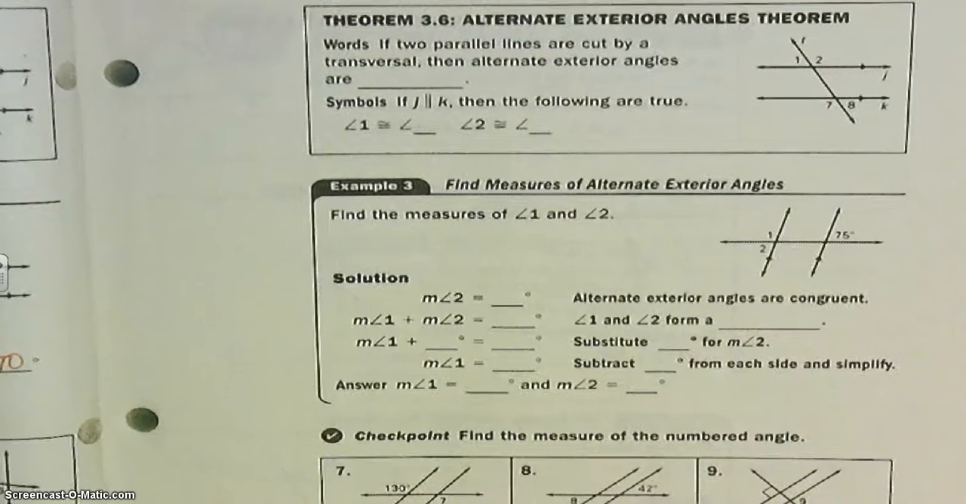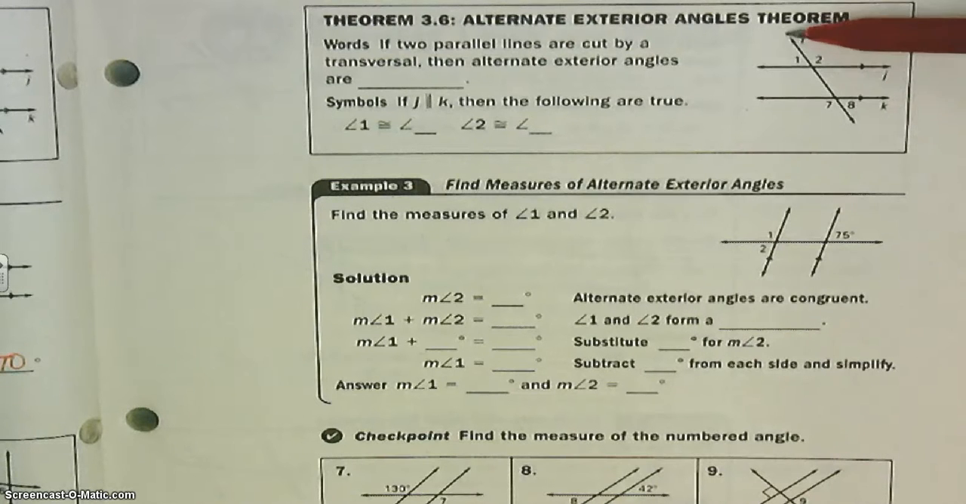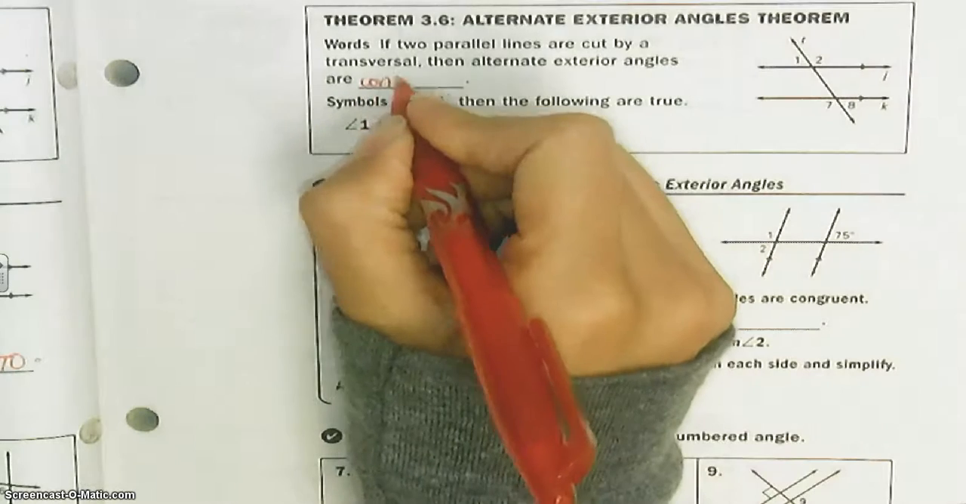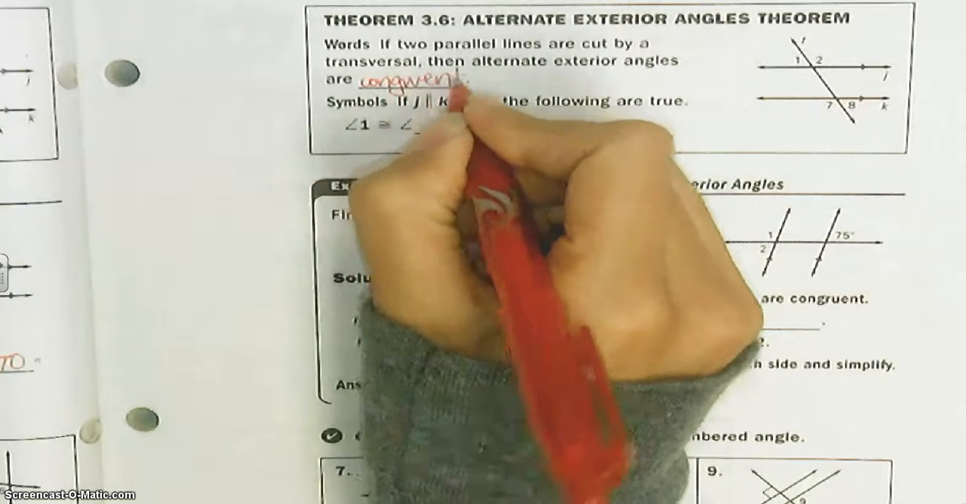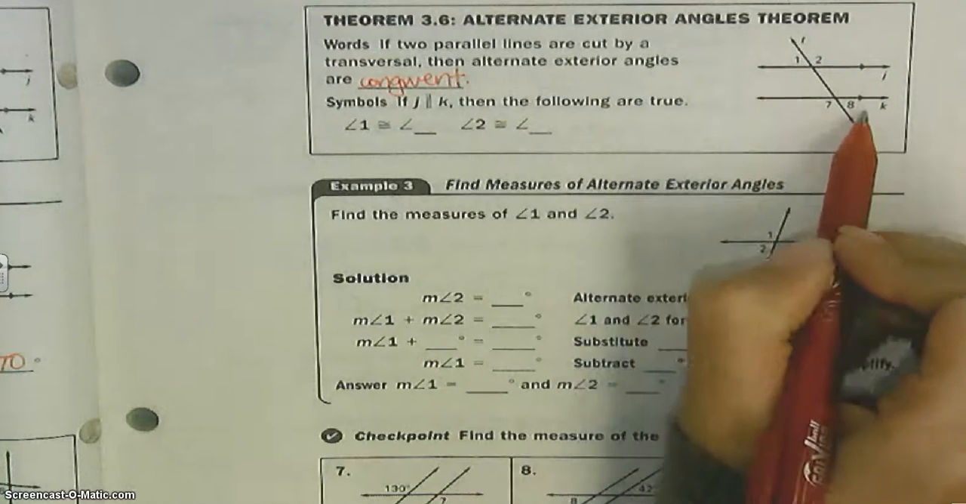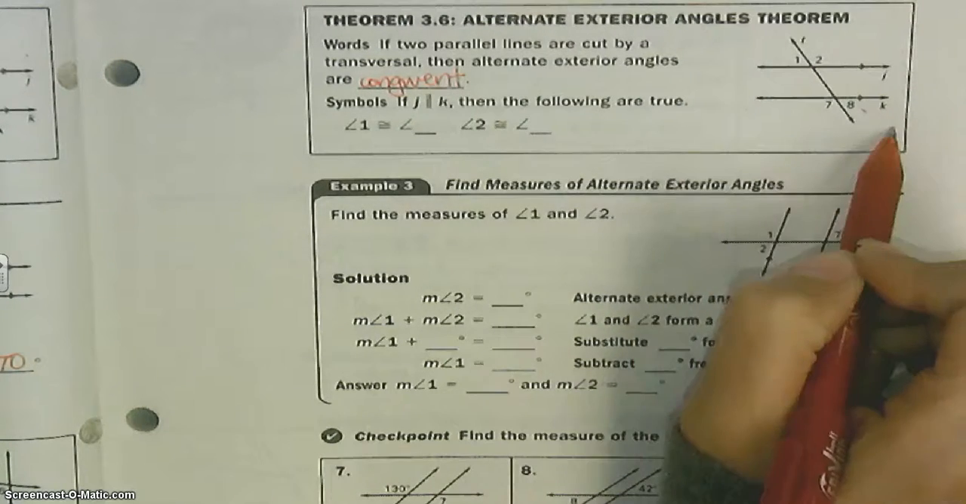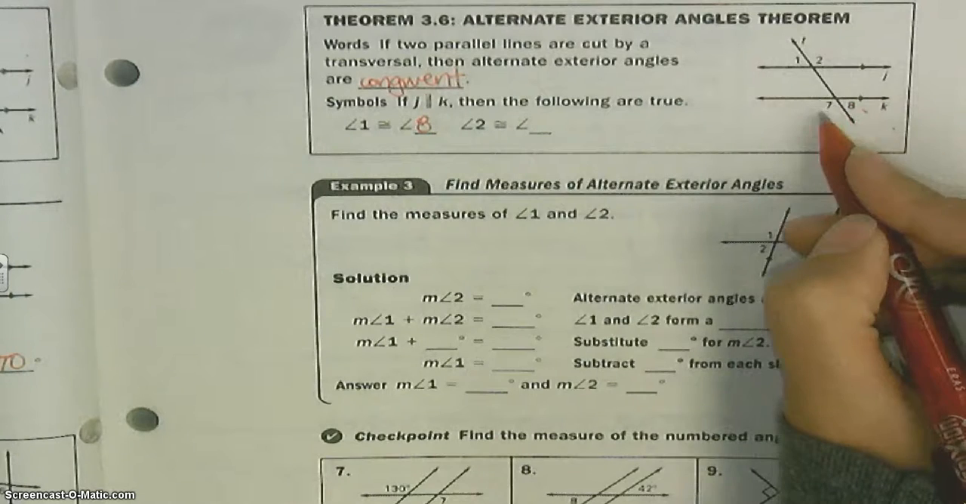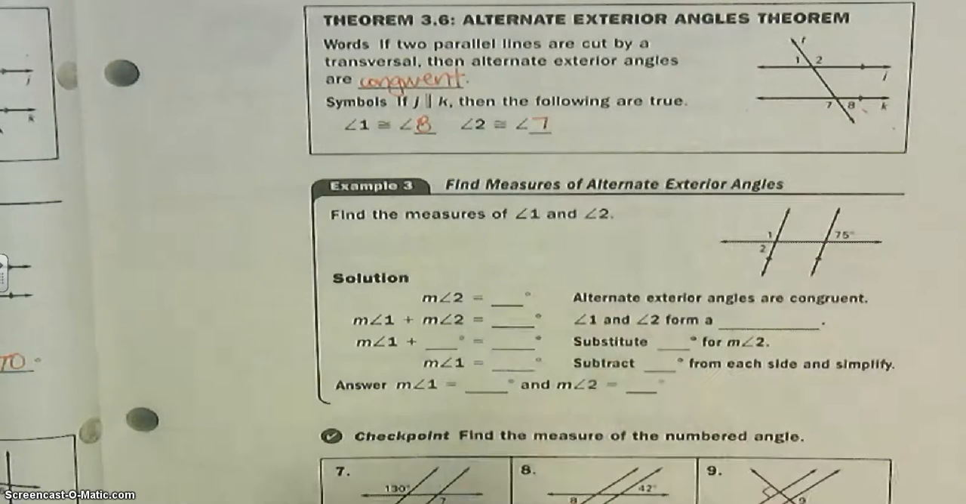The next set of angles we are talking about, the alternate exterior. So if the lines are parallel and they're being cut by a transversal, the alternate exterior angles are also congruent. What a surprise. So 1 is congruent to 8 because they're alternate exterior, and 2 is congruent to 7 because they are alternate exterior.